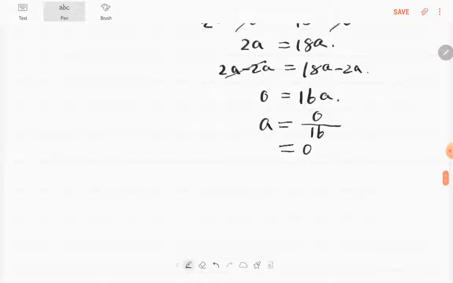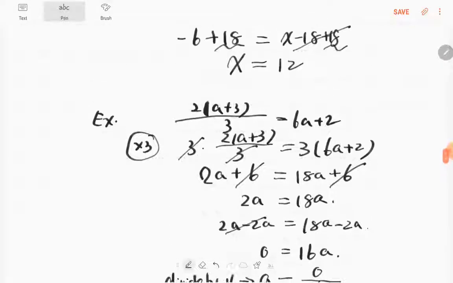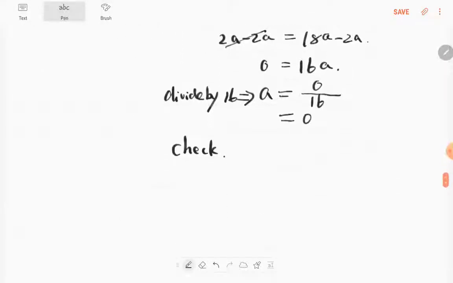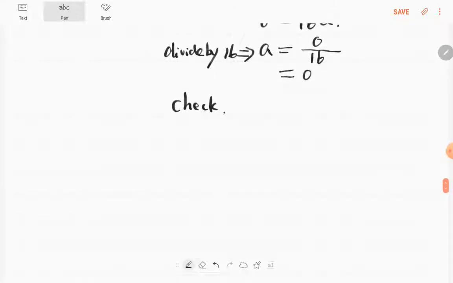Both sides divide by 16. You will get this. A is equal to 0. Okay, the last step you need to check. You use 0 to replace A, then to check if the solution is correct or not.